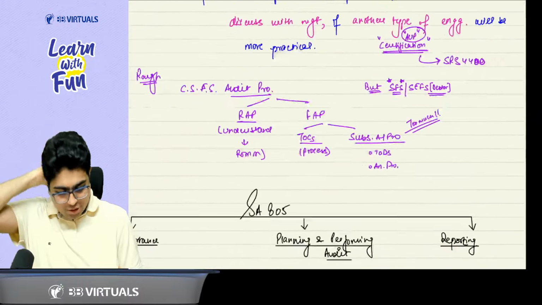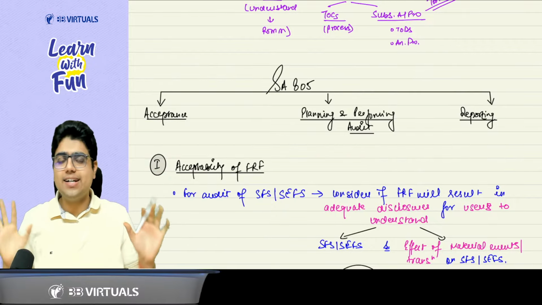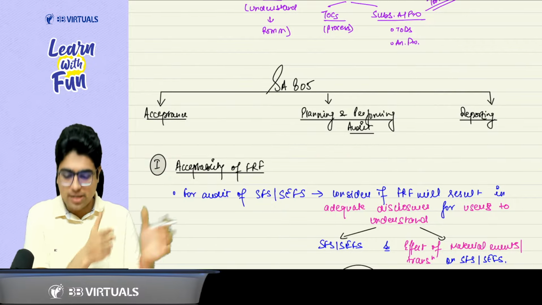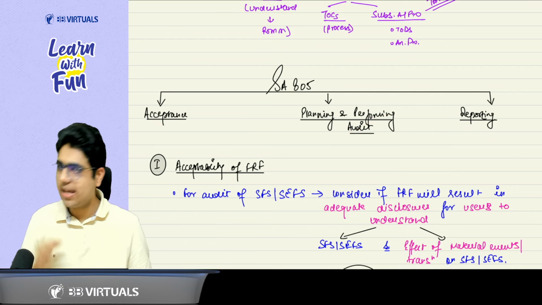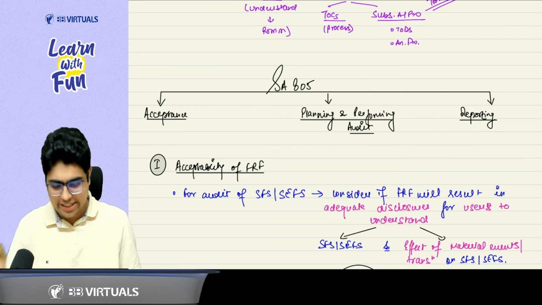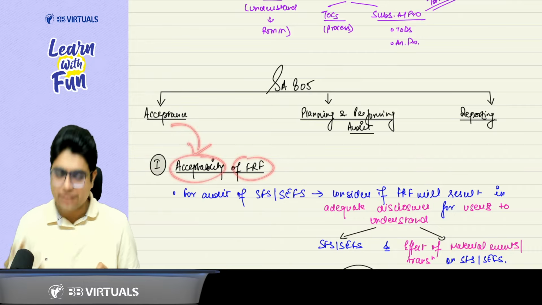Before we move to the next topic, I'll tell you, just like SA 800, we have divided the standard into three parts: acceptance, planning and performing the audit, and reporting. First of all, talking about acceptance, we will see the acceptability of FRF.